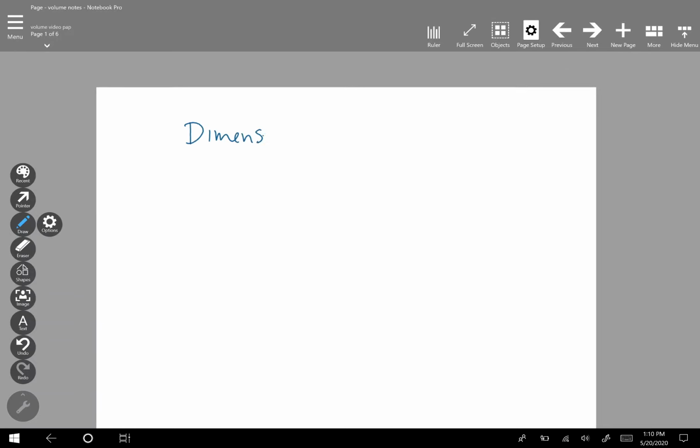So, dimensional change. Alright, they're going to give you a scale factor, and then you might be asked how much the perimeter of something is going to change, how much the area is going to change, how much the volume is going to change. Okay, perimeter.